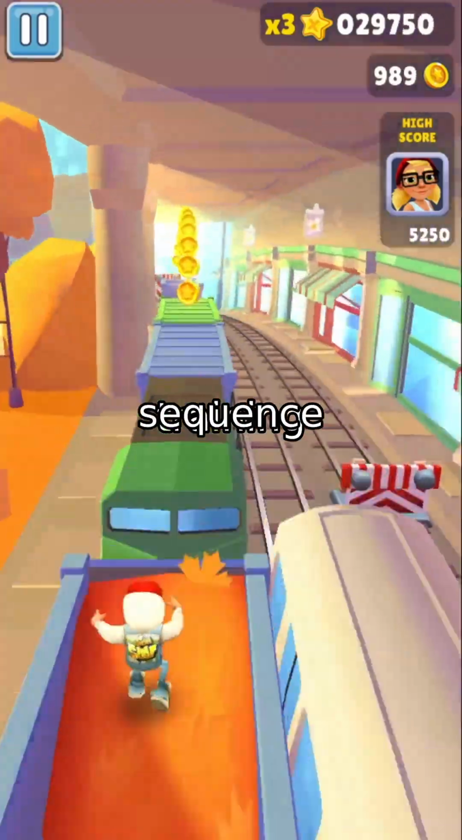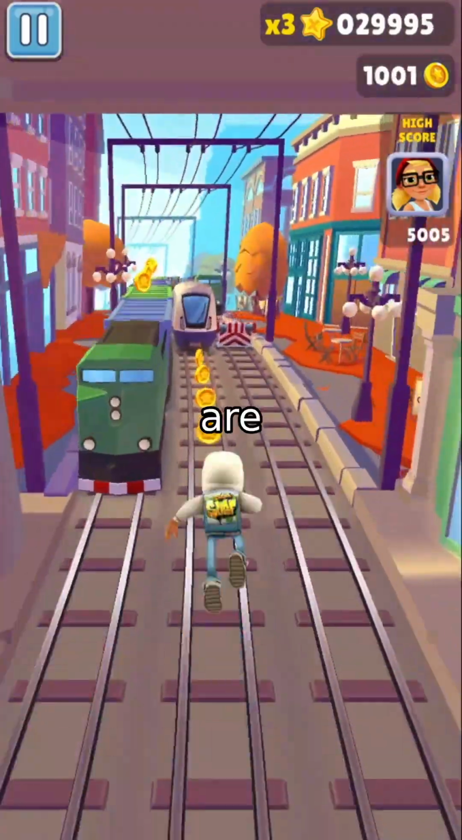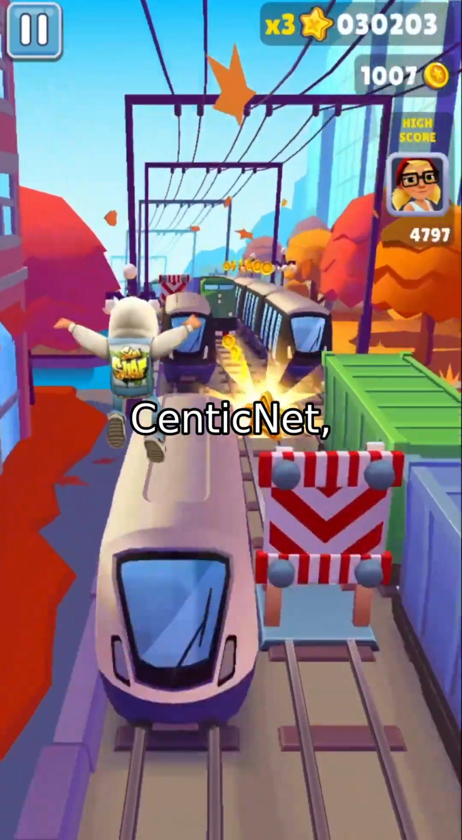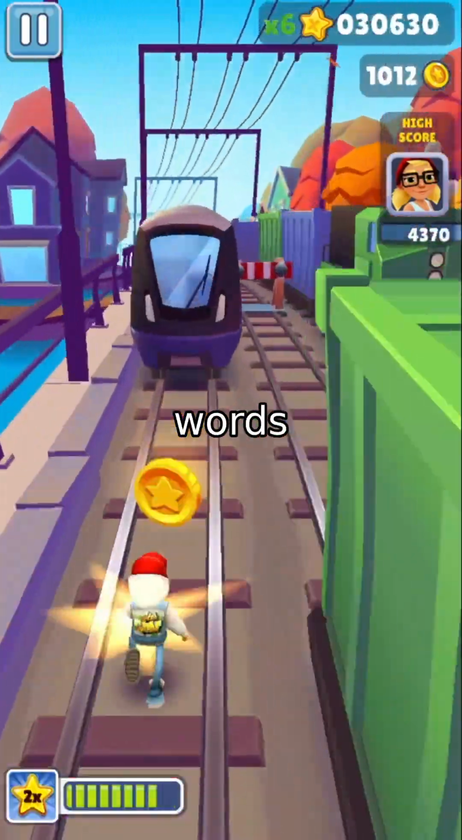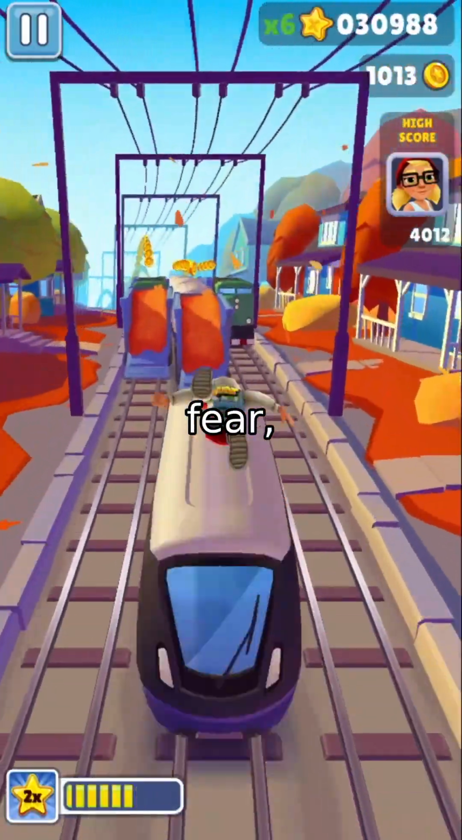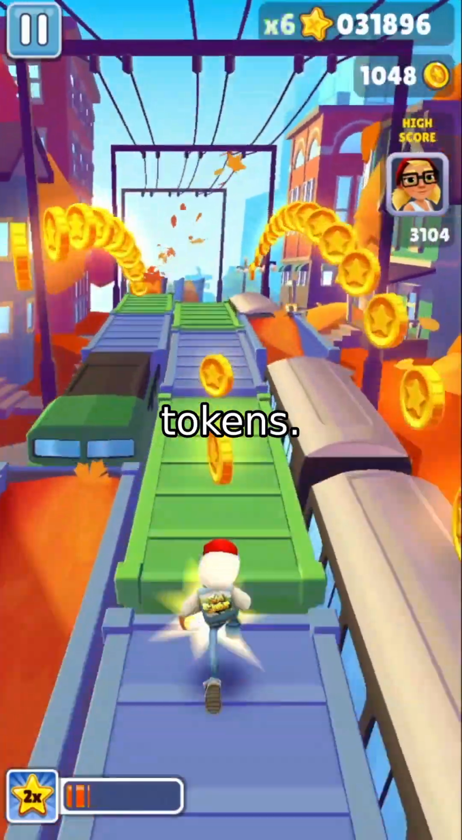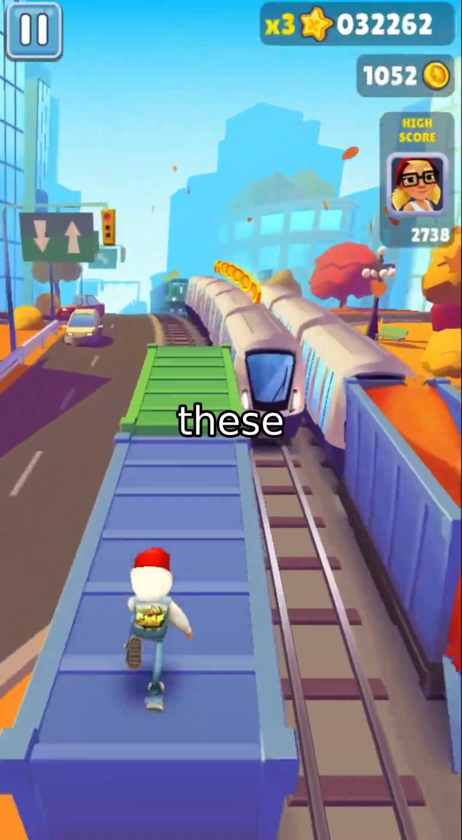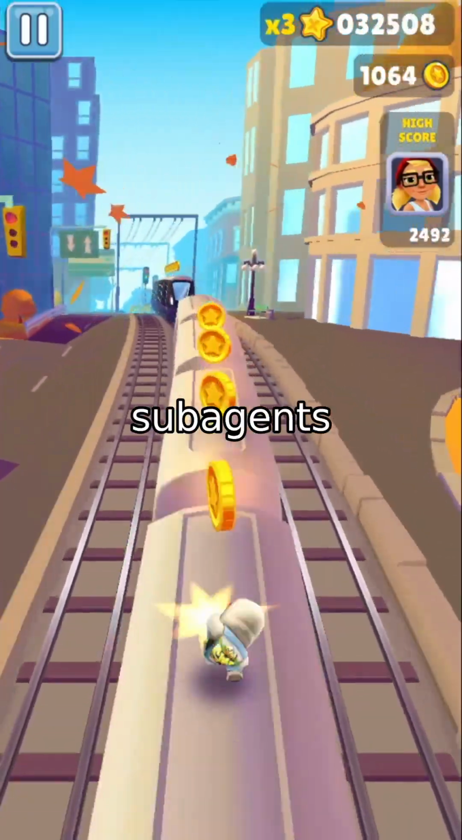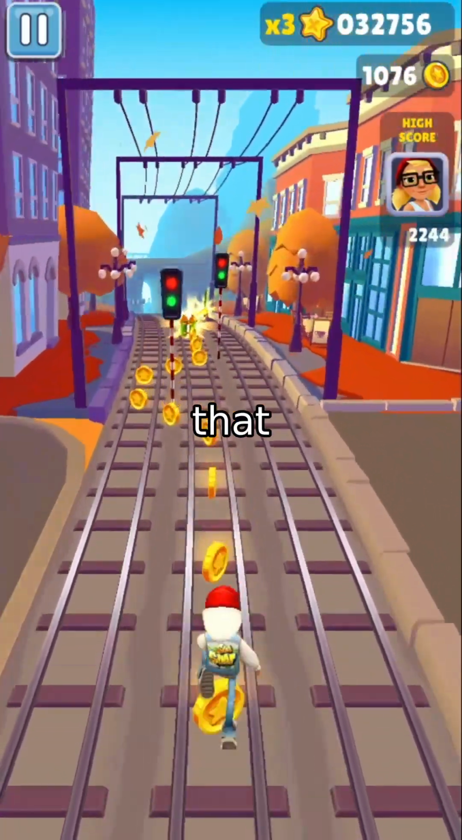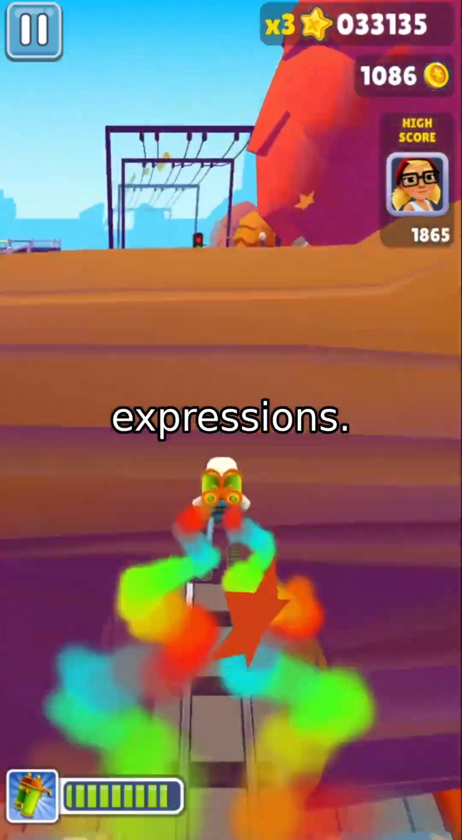30% of tokens in each training sequence are masked. 15% are emotional words, identified using SenticNet, a large-scale emotion lexicon mapping words to 6 basic emotions like anger, fear, joy, and sadness. The other 15% are non-emotional structural tokens. By forcing the model to predict these masked tokens in context, the subagents internalize the emotional and syntactic patterns that correlate with high, low, or neutral trait expressions.